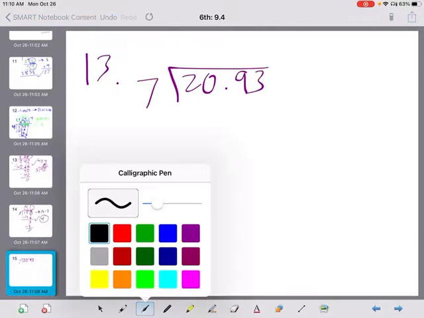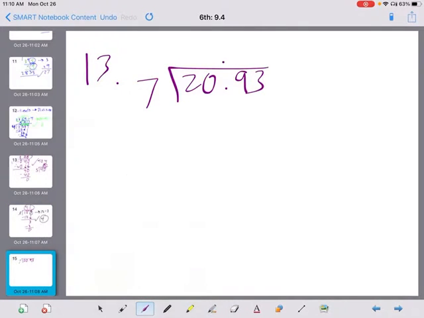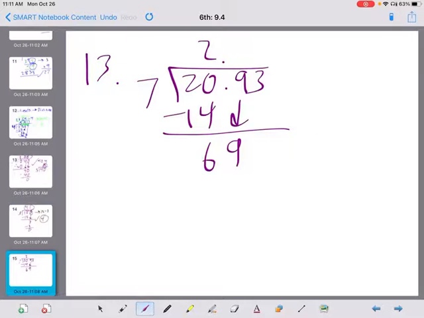All right, and over here, I'm going to put that decimal up right away. 7 goes into 20. Well, 21 would be 3 times, but it's not quite that much, so it must be 2. 2 times 7 is 14. Subtract, I get 6. Then I have to drop down the next number, 9. 7 goes into 69. Well, almost 10 times, but not quite, so it must be 9 times. 9 times 7, rack your brain, what is it?